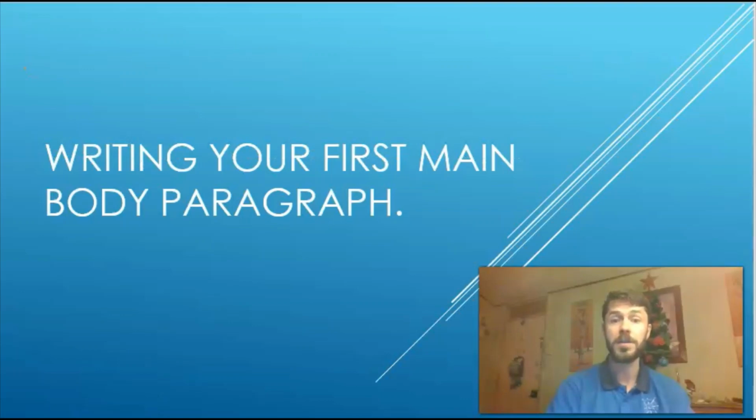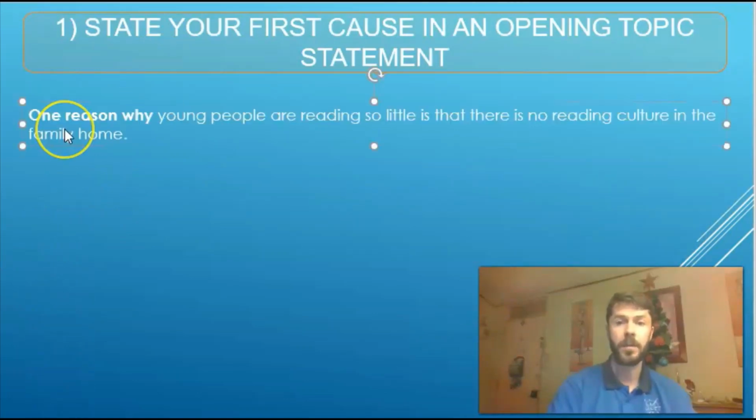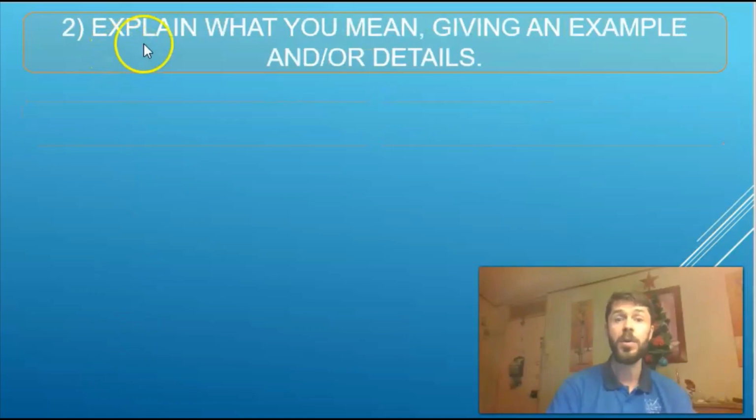Okay, so on to the first main body paragraph. State your first cause in an opening statement. Here's mine. One reason why. So there's a nice little introductory linker to the first cause. One reason why young people are reading so little is that there is no reading culture in the family home. So I stated the first cause that I'm going to talk about. That's my topic sentence.